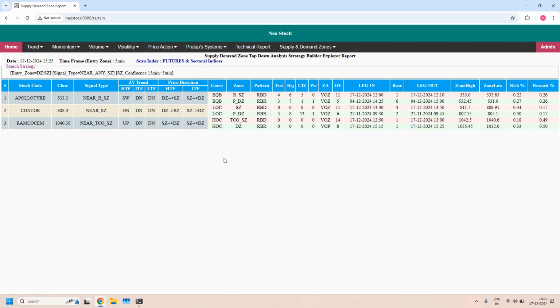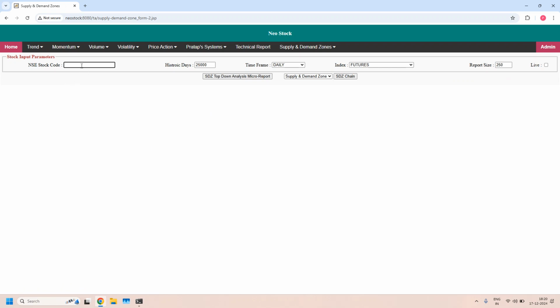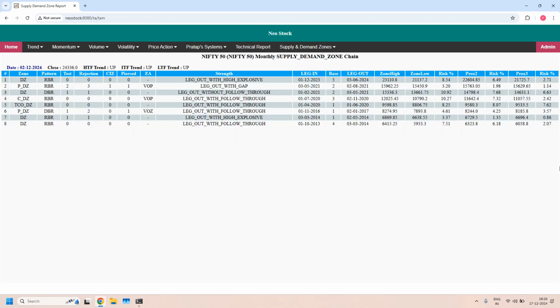Okay, this is about stocks near demand and supply zones for different time frames. We also identified daily and 75 minutes high liquidity zones. The next set of reports are about NIFTY and BANKNIFTY supply demand zone chain. Let's start with NIFTY. Starting with the monthly time frame, generating monthly supply demand zone chain for NIFTY. This is monthly supply demand zone chain.